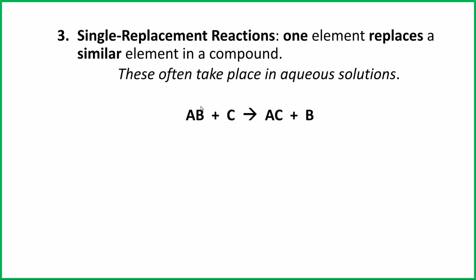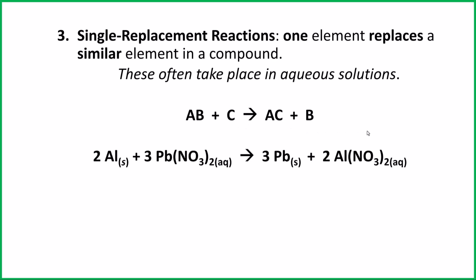And I'm saying substances because sometimes it's an element, sometimes it's a polyatomic ion. And so we need to call them substances because it's not always very clear. I don't want you to assume that it's always going to be one element replacing another, although it often is.